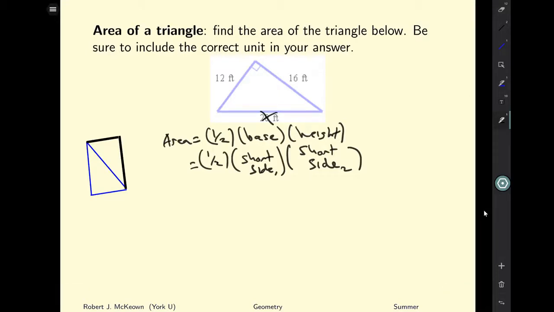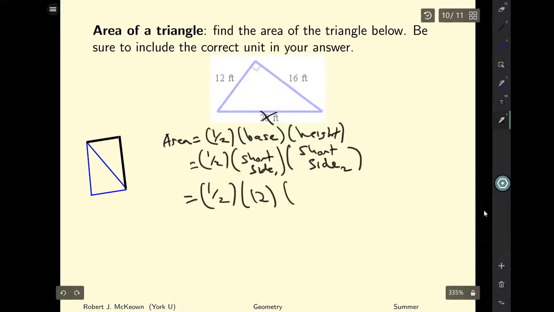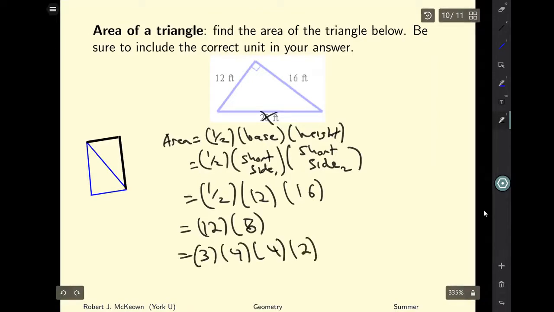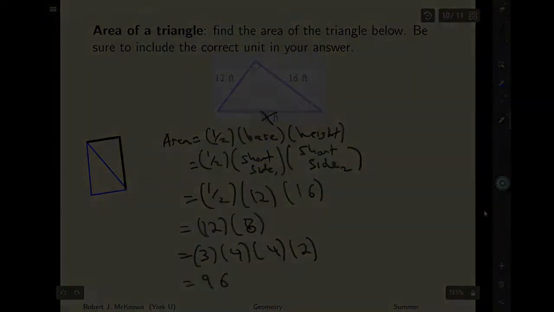So what is the area of this triangle? Well, it's going to be 1/2 times 12 times 16. And if I want to calculate this without a calculator, I could rewrite it as 12 times 8. I'll make the largest number a little bit smaller. And if I wanted to fully factor this thing out, I could have 3 times 4 times 4 times 2. And maybe I'll go 3 times 4, that gives me 12. 4 12s, that's 48. 48 times 2, the area of this triangle is 96.